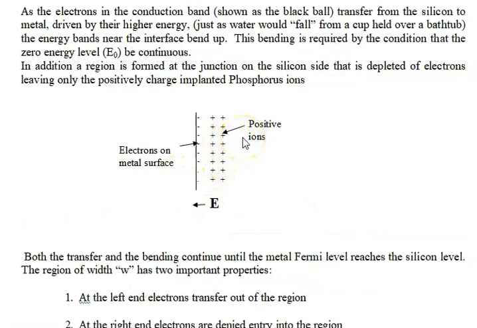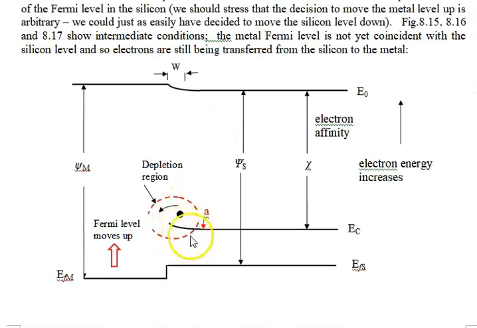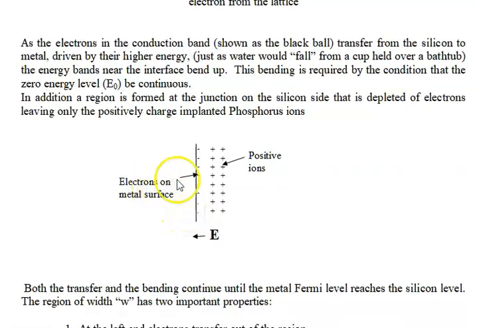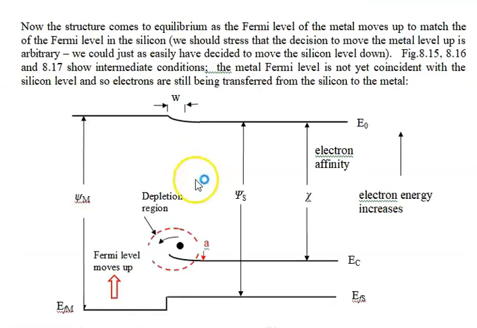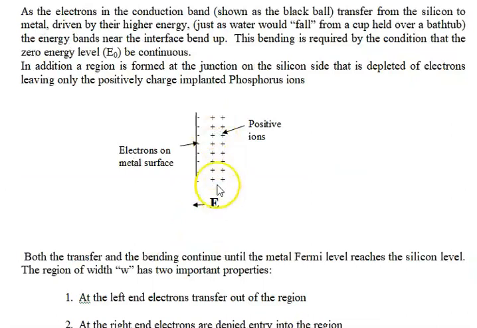Positive ions in this region, and negative electrons at the metal surface. There's no field, I should say, in the metal, because the metal is considered a perfect conductor. However, there is a field in the region right here, because there are fixed positive ions on the right side and electrons at the surface.